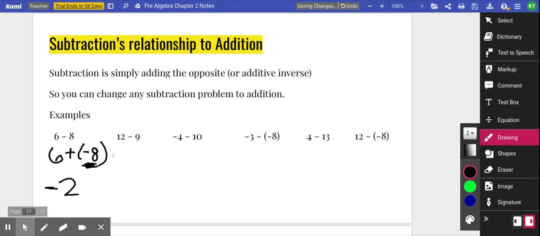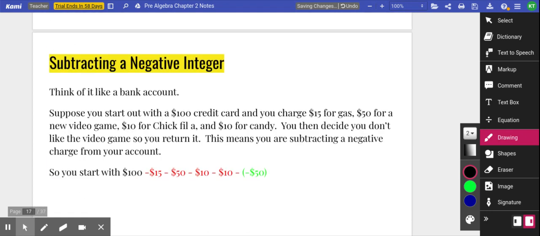I want you to pause the video here and see if you can do the next 5 problems as examples. I'll talk specifically about subtracting negatives here, but I'd like you to try it yourself without a calculator. So pause, and we'll see you in a minute.